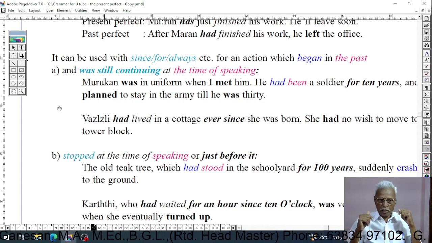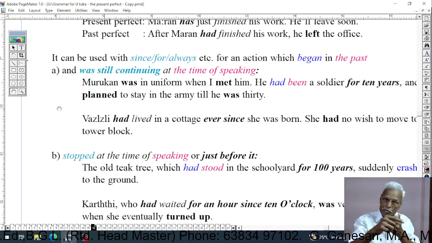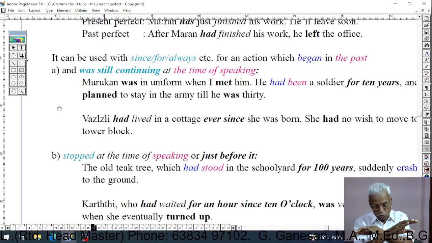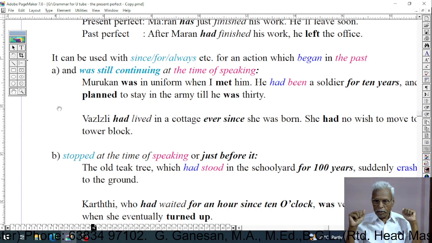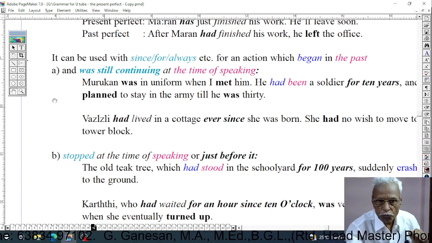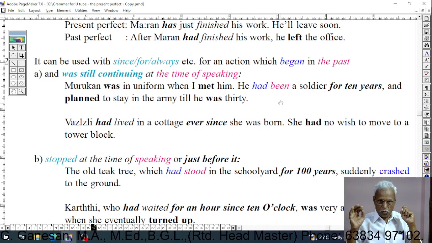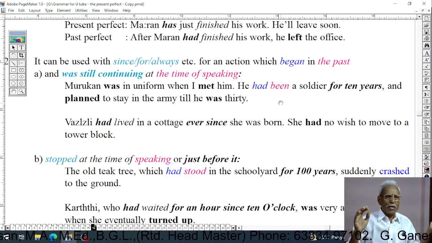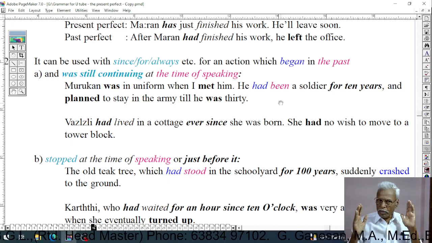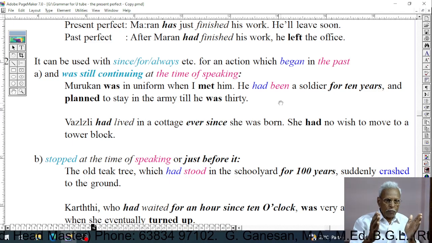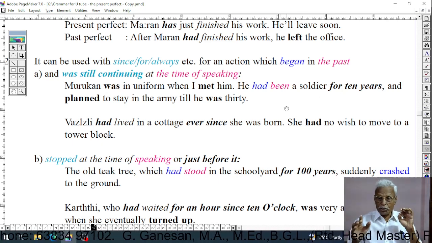First, an action that began in the past and was still continuing at the time of speaking in the past. Murugan was in uniform when I met him. He had been a soldier for 10 years and planned to stay in the army till he was 30. When I met him, he had been serving in the army for 10 years.